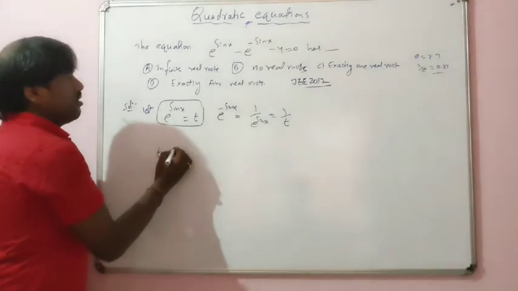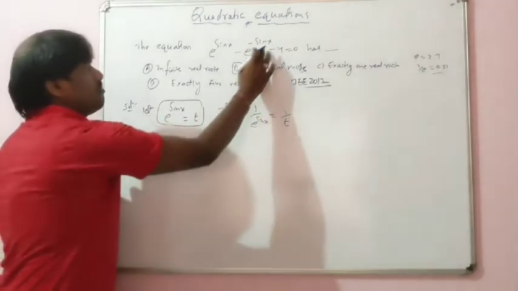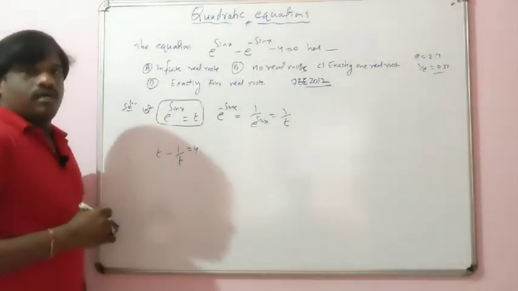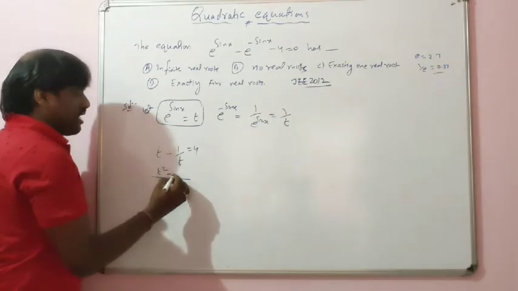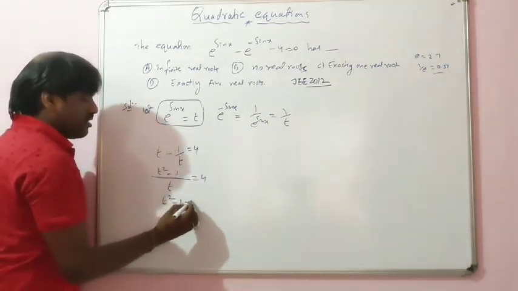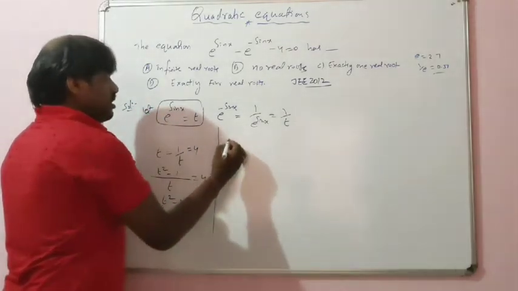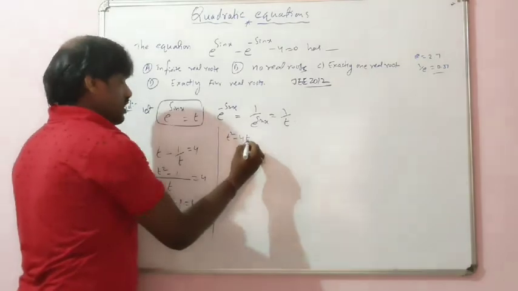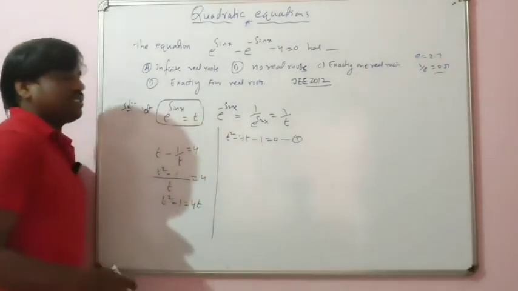t minus 1 upon t is equal to 4. I am sending this minus 4 to that side, that is plus 4. Let us solve this one. t is the LCM, so t square minus 1 is equal to 4t. It means what I am getting here is t square minus 4t minus 1 is equal to 0. This is what I got, the quadratic equation.